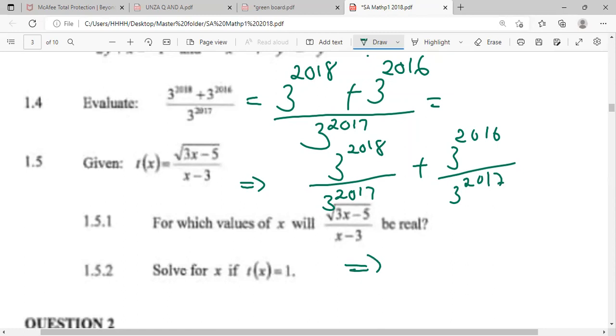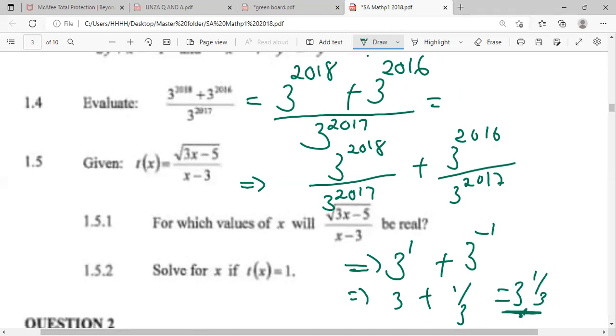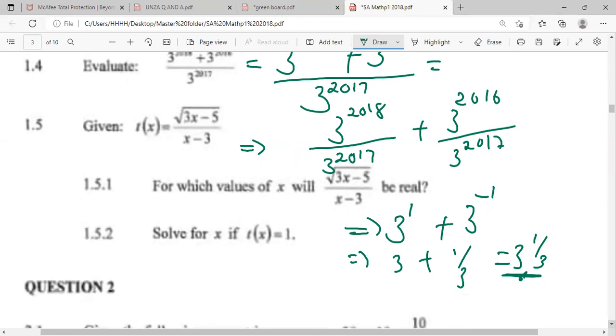All right. So this will imply that 2018 minus 2017, you have got 3 to the power 1, plus 2016 minus 2017, so you have got 3 to the power -1. This implies that you have got 3 plus 1/3. And the answer is 3 1/3. This is our answer. That's our answer for that one.